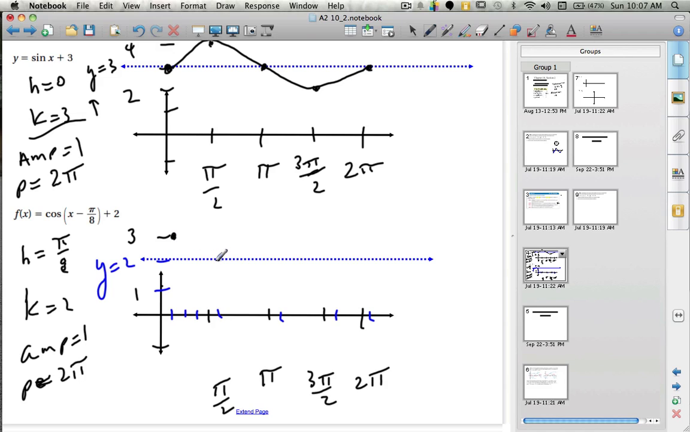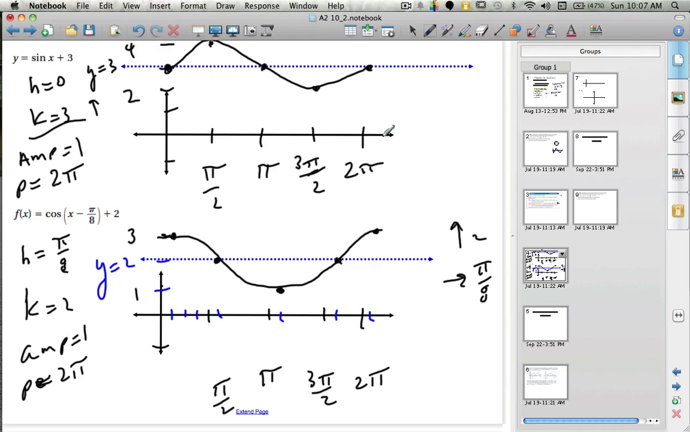And then at my next point, I'm back to the midpoint. Next point, I'm at the lower amplitude, back to the midpoint, and I finish where I started. So this comes like that. And that's my cosine function that has been shifted up 2 and right pi over 8.